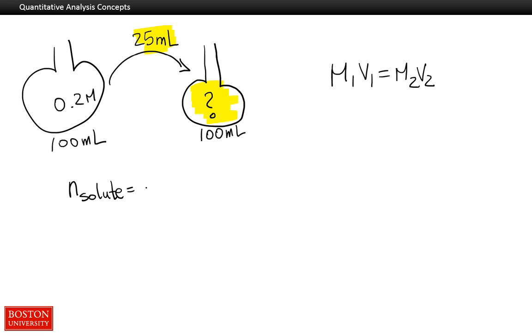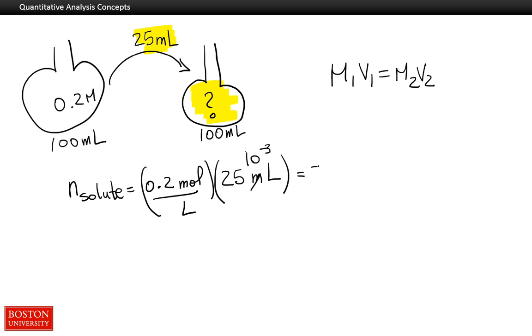Well, we know that every liter of that first solution has in it 0.2 moles per liter. And we're taking 25 milliliters. Well, milliliters and liters don't cancel out, but milli just means 10 to the minus 3, so we'll plug that in, and we get 5 times 10 to the minus 3 moles of whatever solute this is. Now, this is not just the number of moles of solute in the original 25 milliliters, but it's also the same number of moles of solute that's in my new solution.